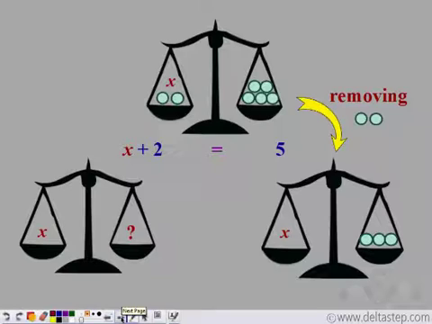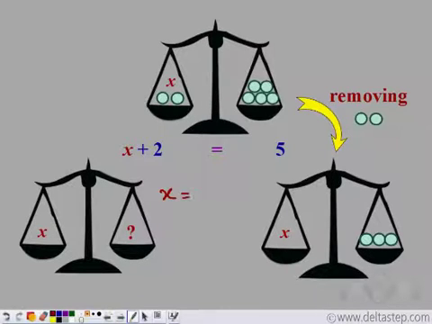So, what are we left with? We have x on the left hand side and 3 balls on the right hand side. And the scale is still balanced because we have removed equal number of balls from both the sides. So x is equal to 3 and this value of x keeps the scale balanced. That is, this value of x maintains the equality. Hence, this is our solution.